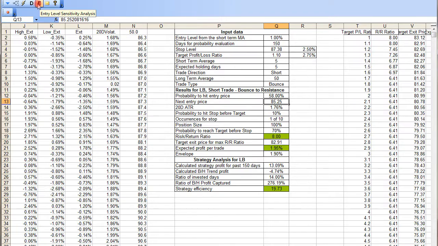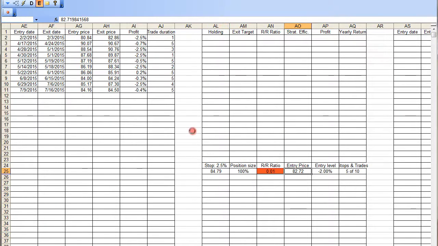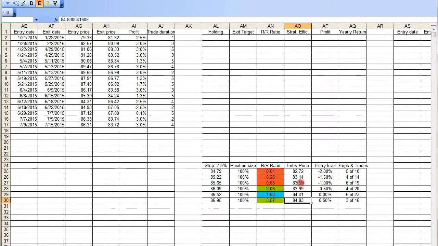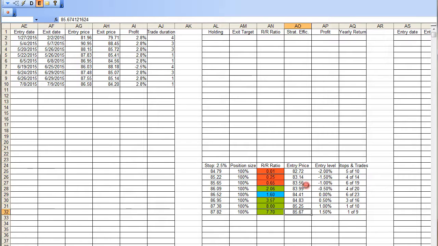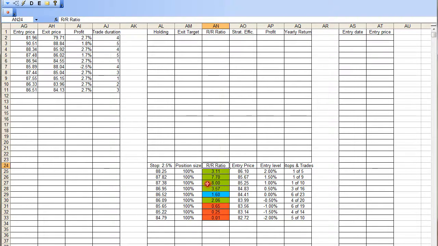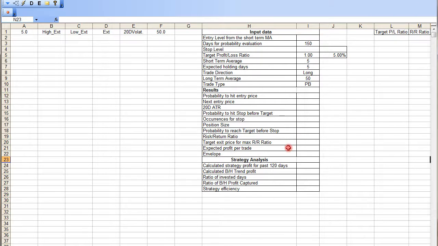And with the entry level sensitivity, then we can try more prices. For example, shorting below 83.56 is not a good idea. So you see, that is the best shorting price here, but a little bit higher gives also good returns. So LB is a good candidate. Okay, I save it, and then I continue.